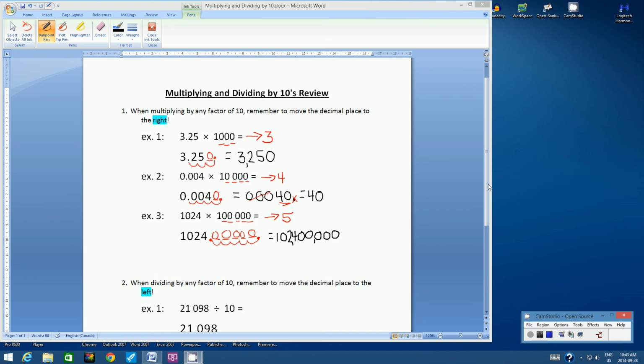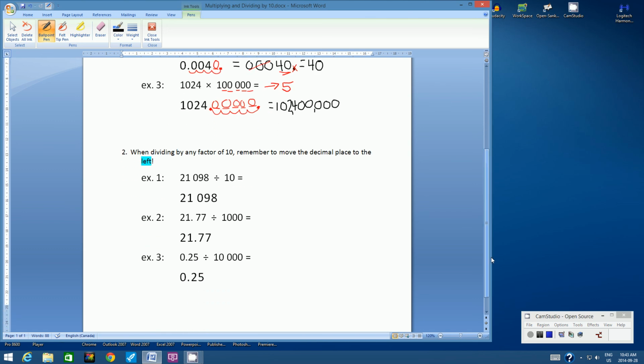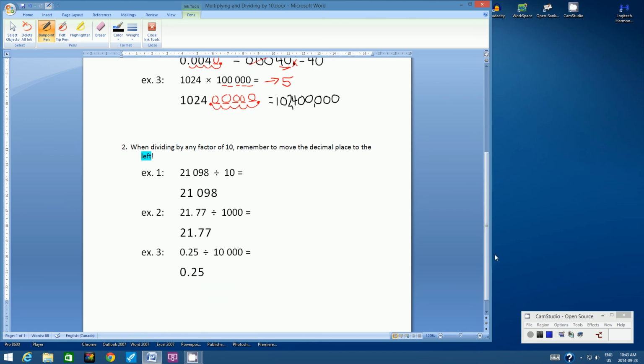So let's review dividing. When dividing by any factor of 10, remember to move the decimal place to the left. So dividing, we have to move the decimal place to the left. So let's work through our 3 examples. Example 1, 21,098 divided by 10. Well, 10 has only 1 zero, so we're only going to move the decimal place 1 place to the left.